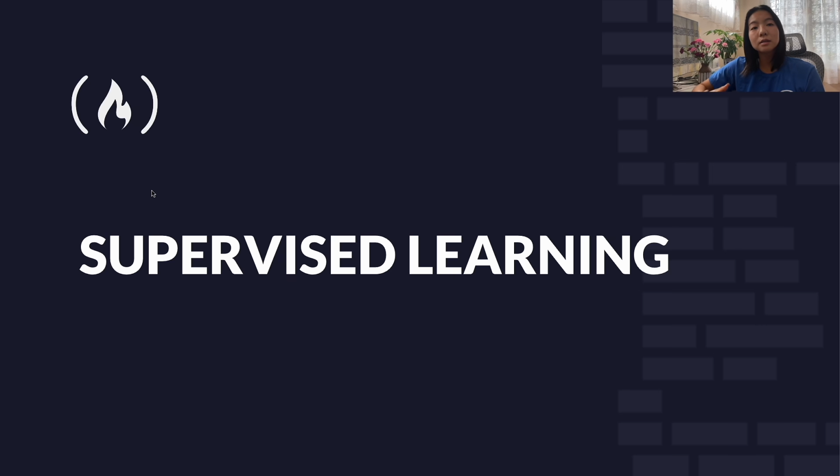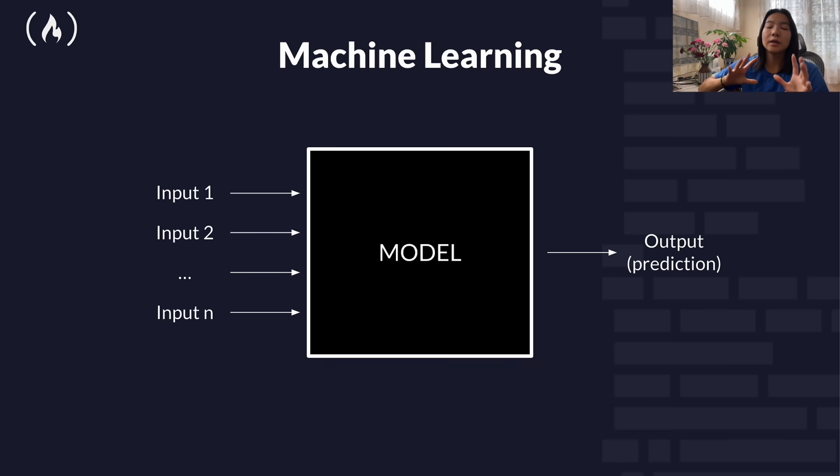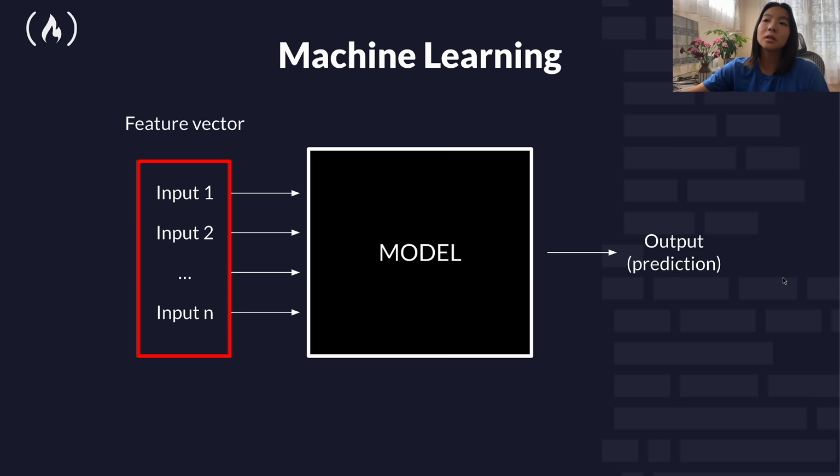All right, so let's talk about supervised learning first. This is kind of what a machine learning model looks like. You have a bunch of inputs going into some model, and then the model is spitting out an output, which is our prediction. All these inputs, this is what we call the feature vector.